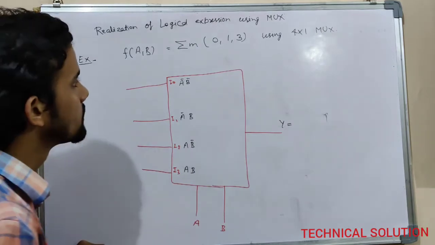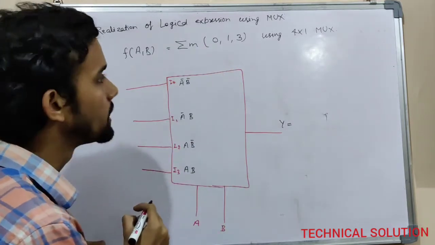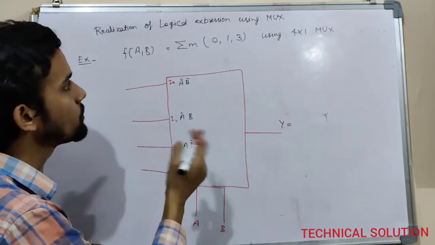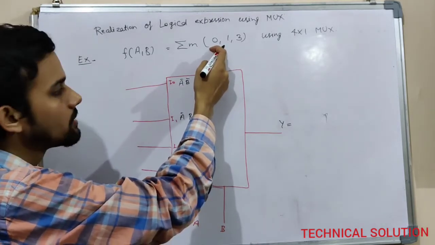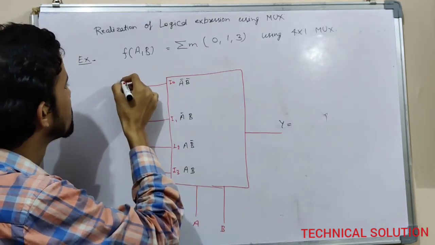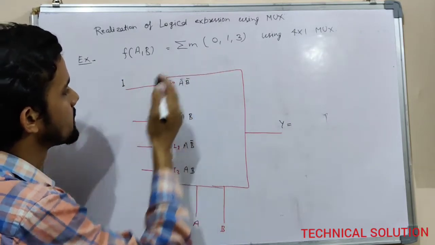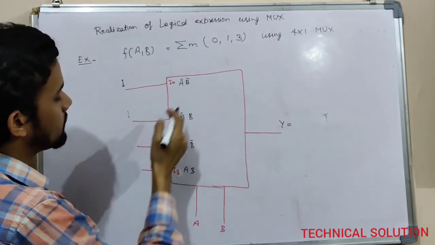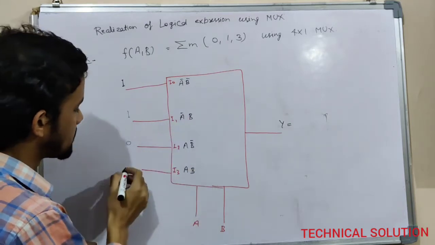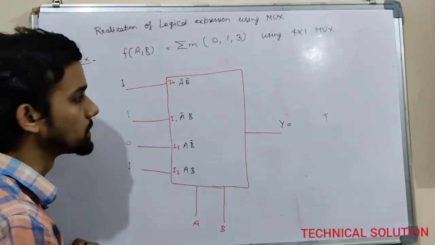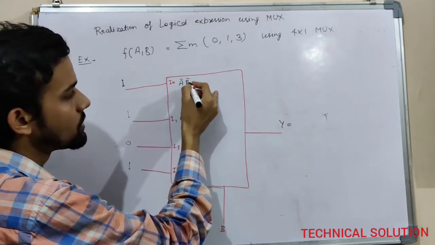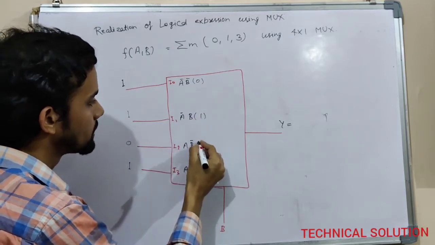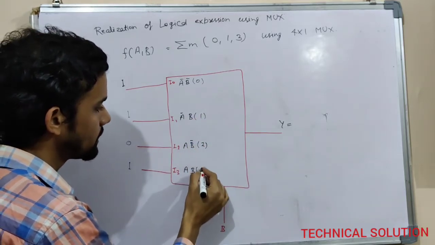So what I have to do is, wherever a minterm is present, that line corresponds to 1, and the rest correspond to 0. So 0 is present here, so this corresponds to 1. 1 is present here, so this is also 1. 2 is not present here, so this is 0, and 3 is present here, this is 1. Or we can also say that this is 0 0, in decimal it is 0. This is 0 1, that is 1, this is 1 0, that is 2, and this is 1 1, that is 3.